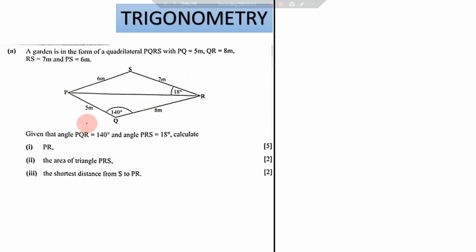Hence, we are going to use cosine rule, because with cosine rule it is possible for us to calculate a side which has not been given when you are given two sides and an angle. Let us look at how we're going to handle it.